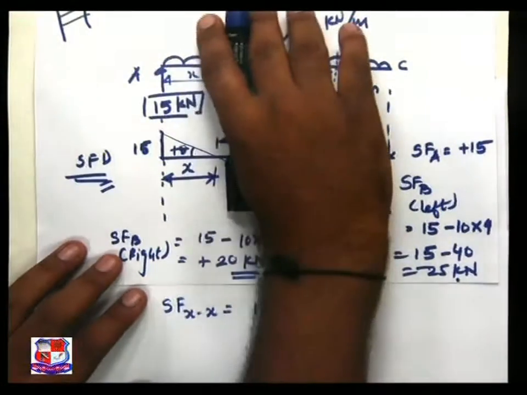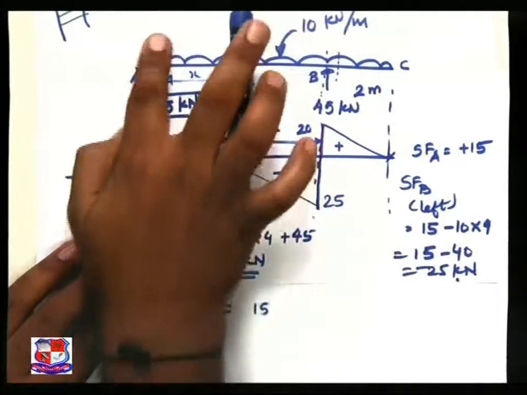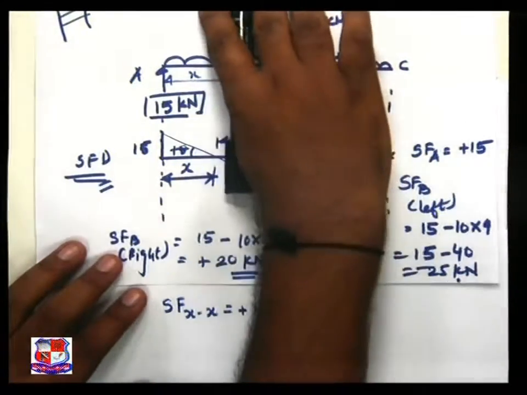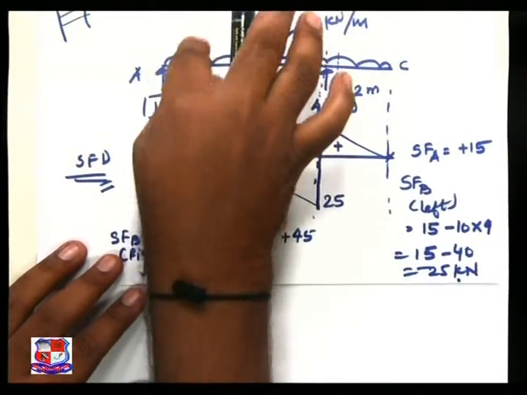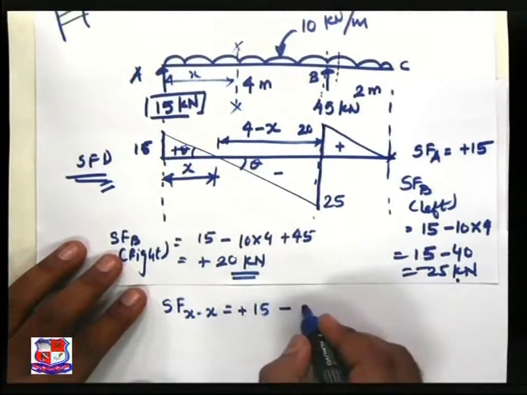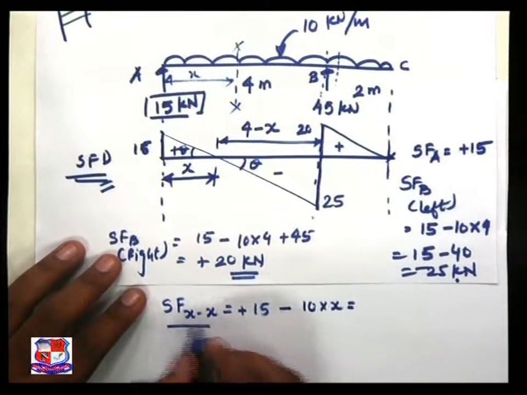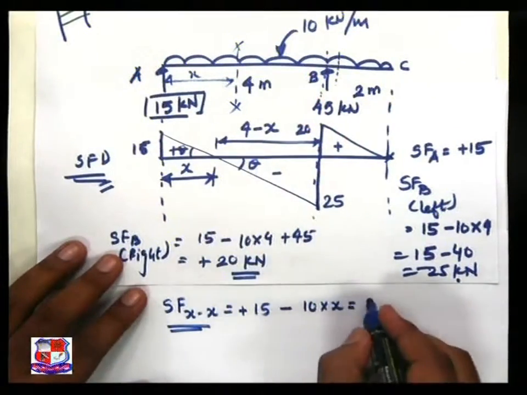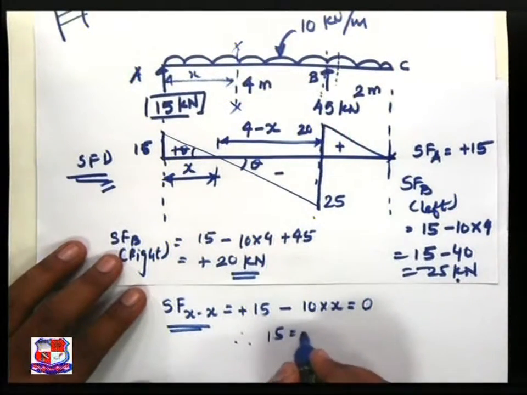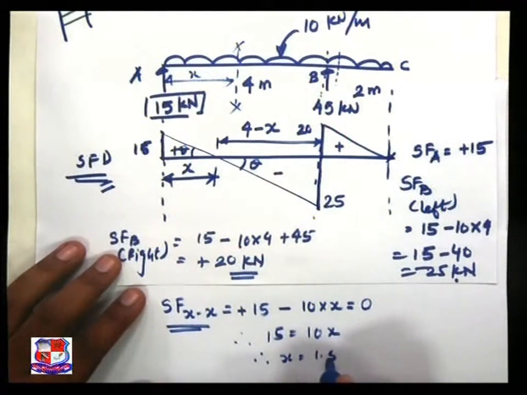Because the section over here, upward 15 is treated as positive, the UDL portion is acting downward, so minus 10 into x, and this shear force is equated with 0. We got 15 is equal to 10x and we got x is equal to 1.5.